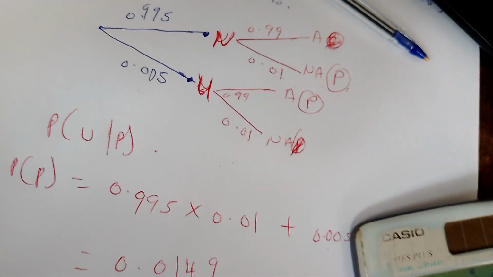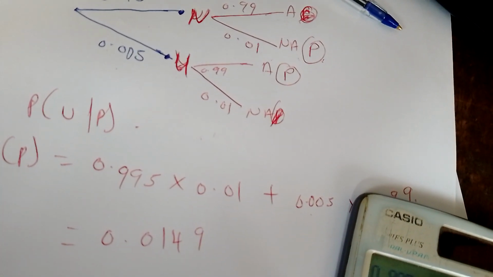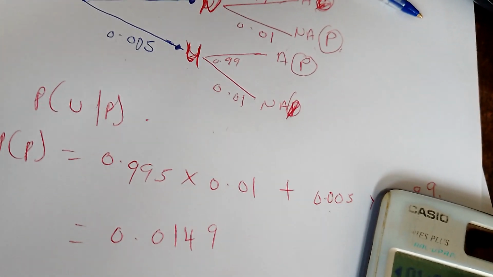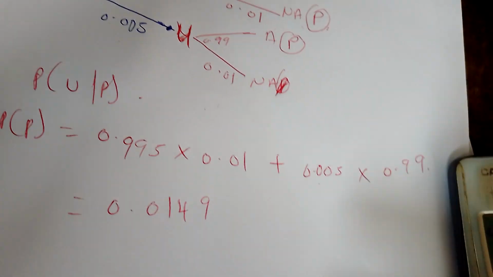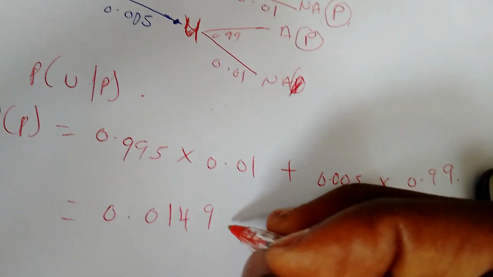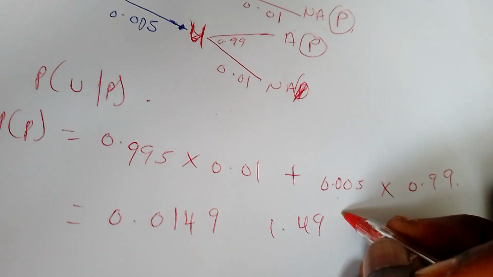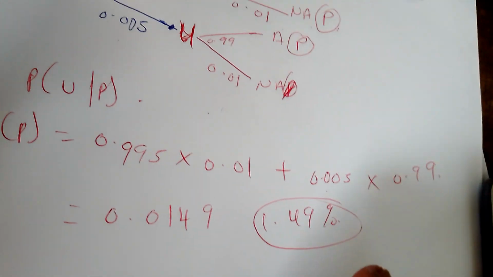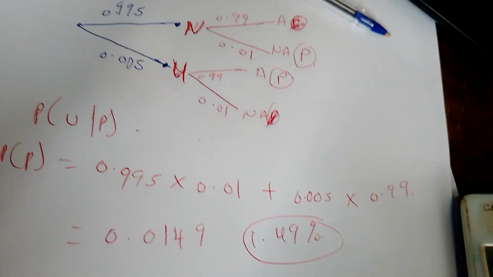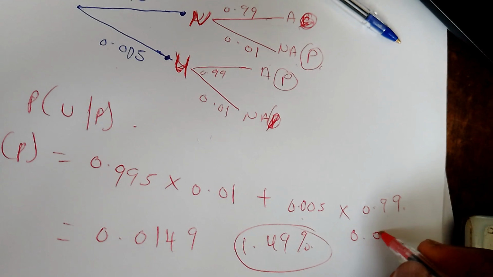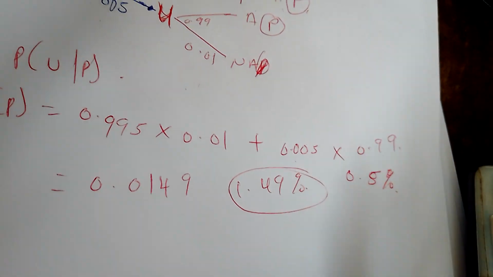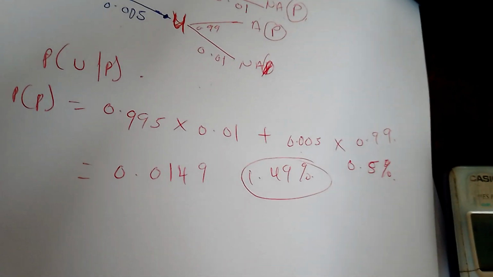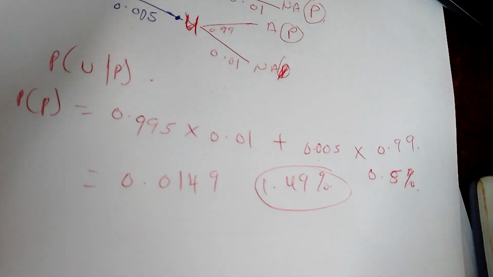Okay, let's continue. For now, I don't know if it makes sense or not. But I think it makes sense, right? Because this tells you that there's 1.49%. That means the drug test will be positive 1.49% of the time, meanwhile only 0.5% are using the drug. So this is making sense logically. Though the test is accurate, if you have a very small number using the drug, the test becomes inaccurate.